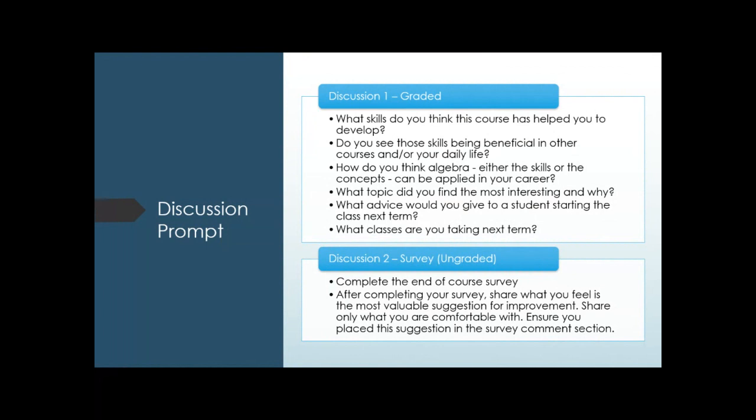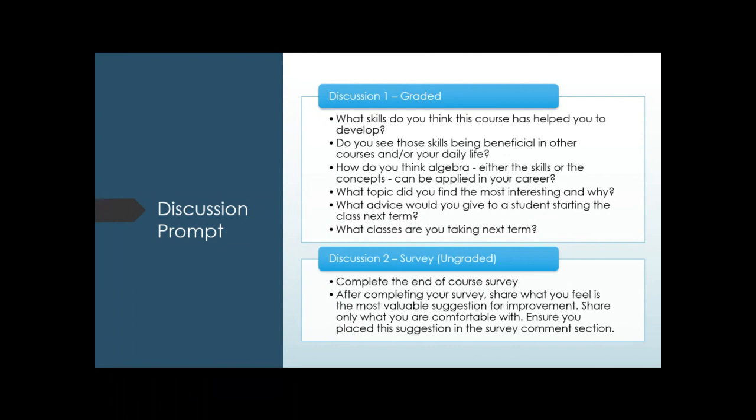So what skills do you think this course has helped you develop? These could be skills like critical thinking, time management, note taking. They don't have to be algebra skills, but it could be algebra skills. It'd be awesome if it's algebra skills. Do you see these skills being beneficial in other courses or in your daily life? How do you think algebra, either the skills or the concepts, can be applied in your career? What topic did you find the most interesting and why? What advice would you give to a student starting the class next term?